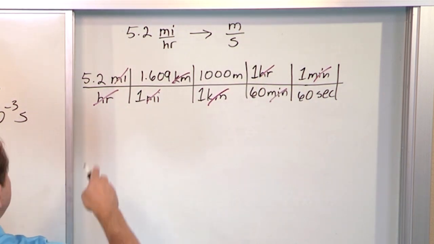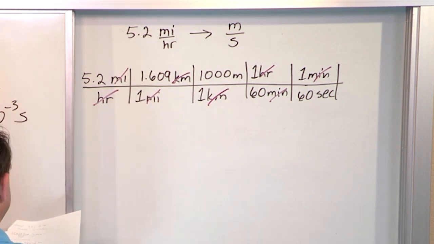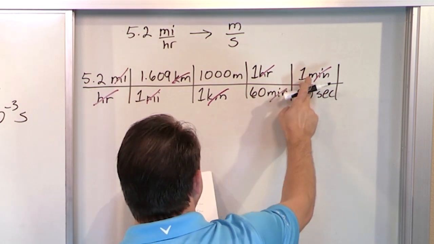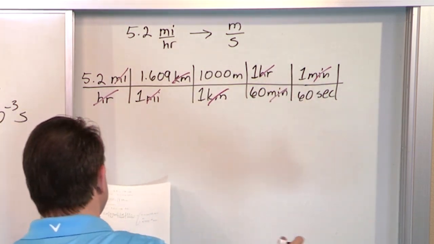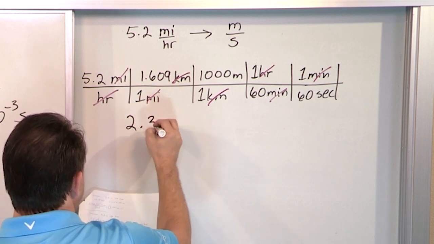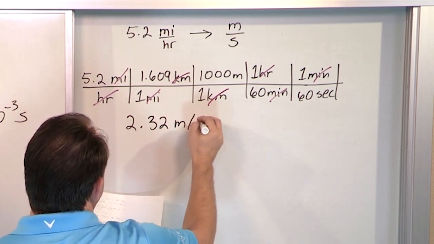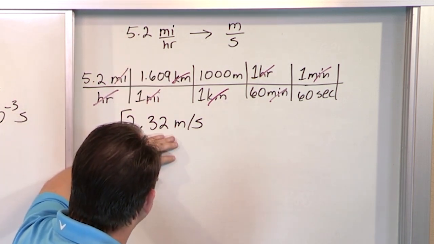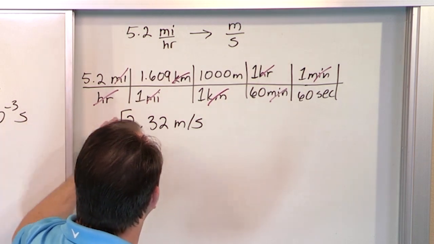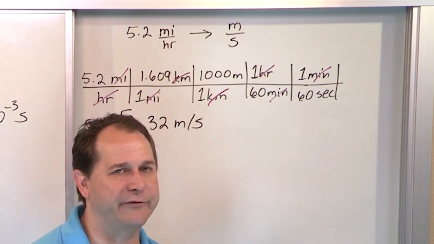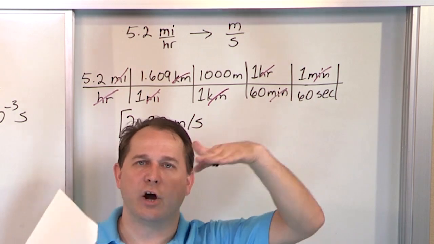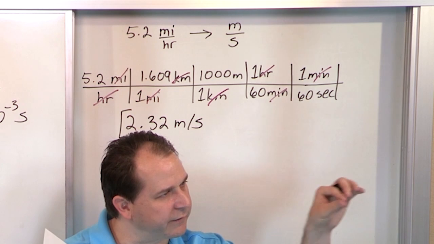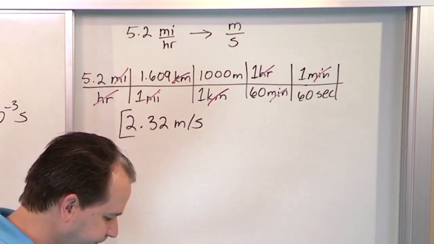So how do I get it? 5.2 times 1.609, check myself, divided by 1 times 1,000 divided by 1 times 1 divided by 60 times 1 divided by 60. You string it in your calculator just like I've done it, and you get 2.32 meters per second. So 5.2 miles an hour is equal to 2.32 meters per second. Notice I never found a conversion factor that gives me miles an hour directly to meters per second. I inched my way there, working on the top, doing all the small little conversion factors along the way, and on the bottom, all the little small conversion factors along the way to get there.